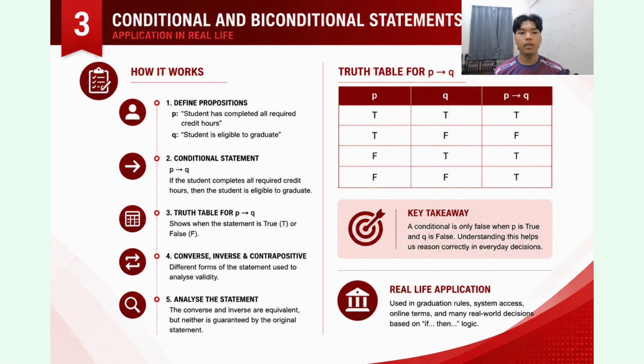To determine whether this statement is true or false, we use a truth table. As shown, a conditional statement is only false when P is true and Q is false. In all other cases, the statement is true.